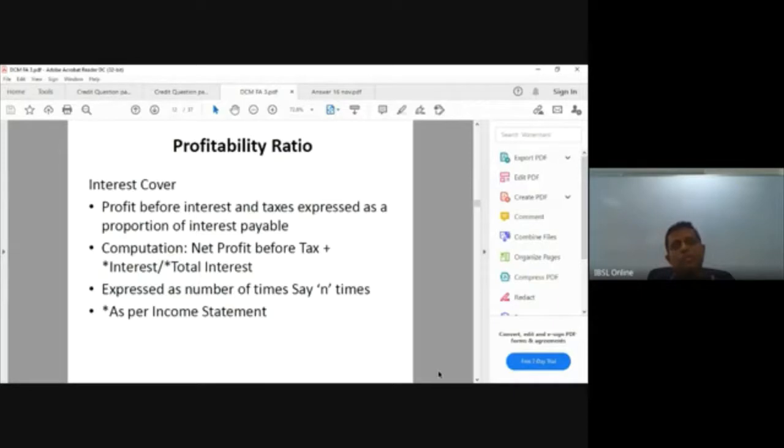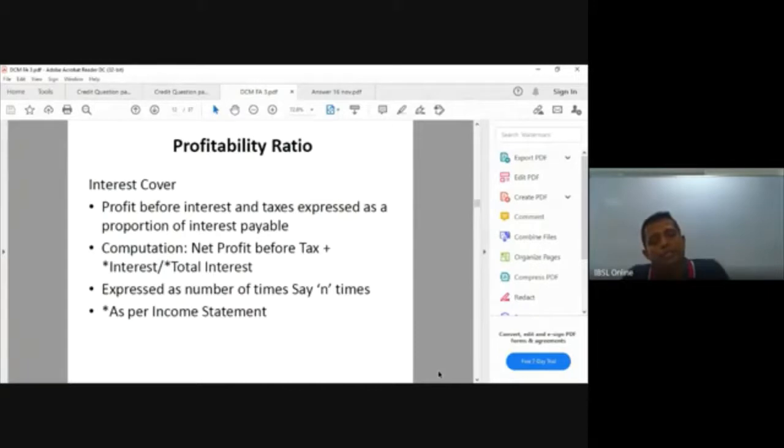How do you calculate? You take the profit before tax and interest, then divide it by interest. Net profit before tax and interest divided by total interest. The higher the number of times, the better it is. If it is 10 times, meaning using your net profit before tax and interest you can pay 10 times interest. If it is 20 times, then that is a better company than the 10 times company.